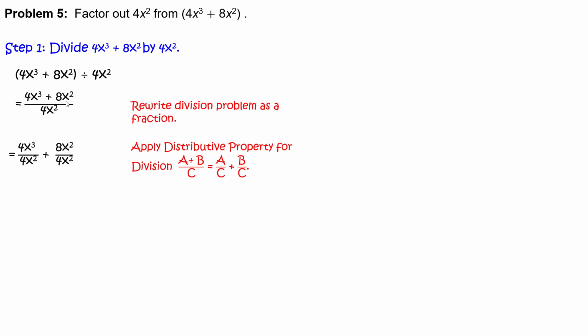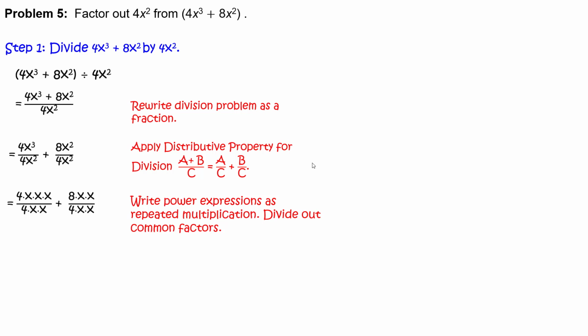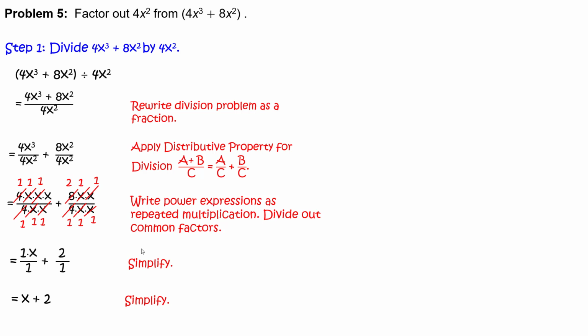I'm going to apply the distributive property of division and split the fraction up. I'm going to write power expressions as repeated multiplication. So x cubed is going to be x times x times x. X squared is going to be x times x, and so on. And then I'm going to divide common factors. X divided by x is 1 over 1. 4 divided by 4, I can factor out a 4. It's 1 over 1. X divided by x is 1 over 1. 8 divided by 4 is 2 over 1, right? You factor out a 4. X divided by x is 1 over 1. X divided by x is 1 over 1. I'm going to simplify. What am I left with? 1 times x divided by 1, 2 times 1 divided by 1, right? So I'm going to get x plus 2. That's going to be my result, x plus 2.